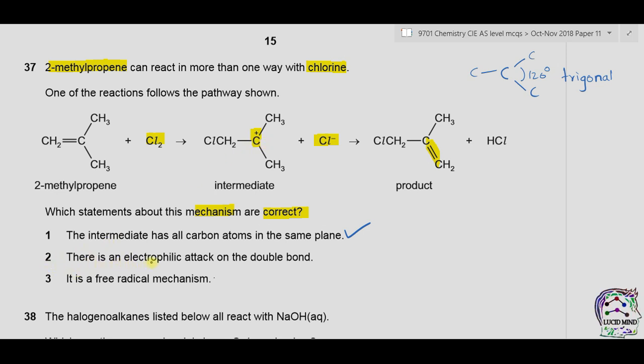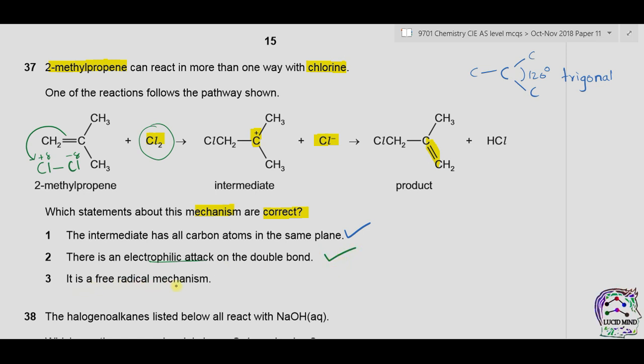Option 2. There is an electrophilic attack on the double bond. Now we can see that in the double bond pi electrons are present. These pi electrons will induce a charge on this chlorine atom by repulsion of electrons. So these pi electrons make this partial positive and partial negative. As pi electrons attack the electrophile, statement 2 is correct.